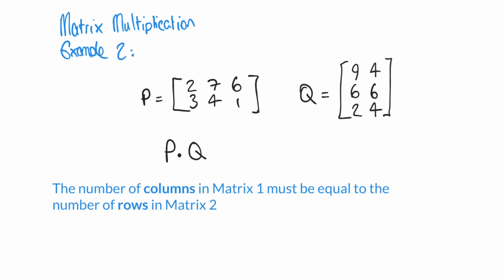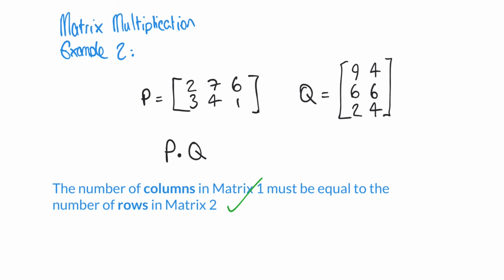So if you have a look here, our first matrix has 3 columns and our second matrix has 3 rows. And so we're going to be able to multiply these two matrices together. If this isn't the case, then our method for matrix multiplication doesn't work.